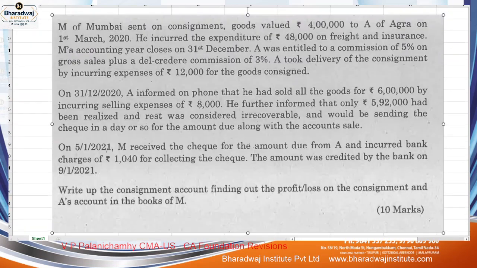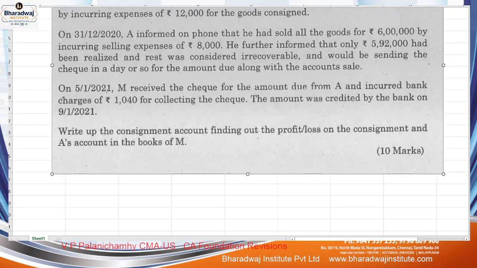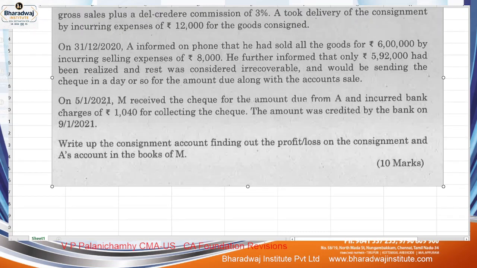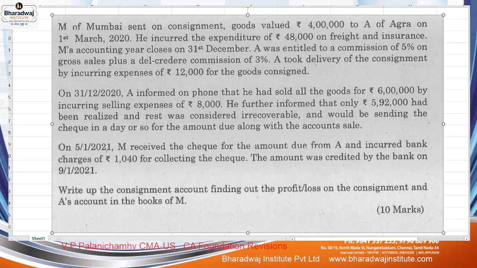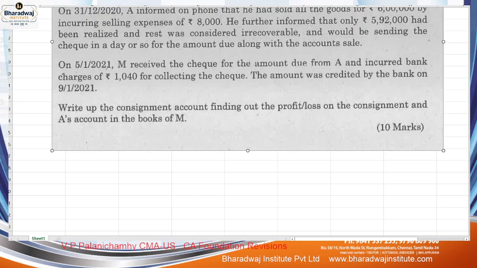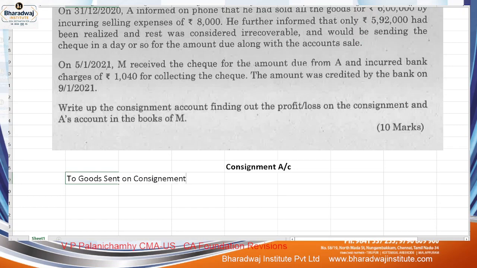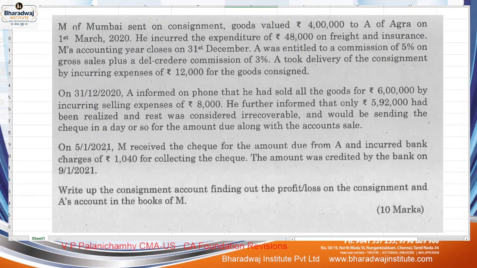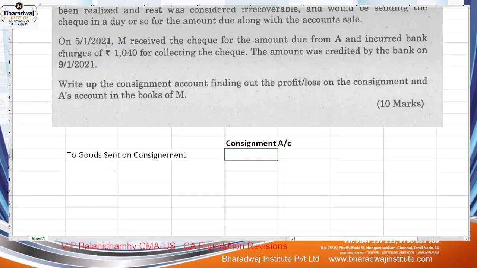And A's account in the books of M. M is the consignor. Whose account will we prepare? A's account. Let us do it together. It's a very simple question for 10 marks. Consignment account. To goods sent on consignment. How much is the goods sent on consignment? 4 lakhs. First line, 4 lakhs.